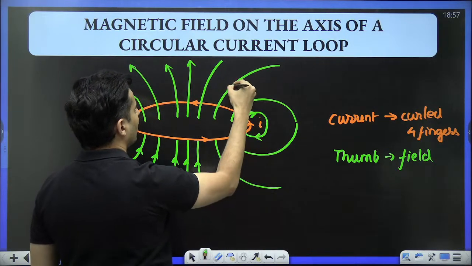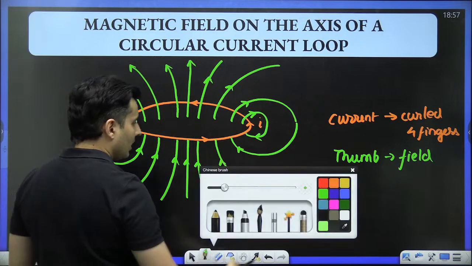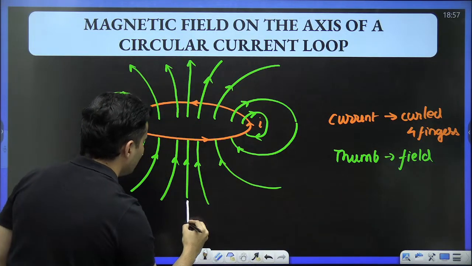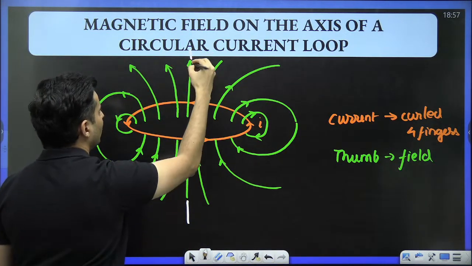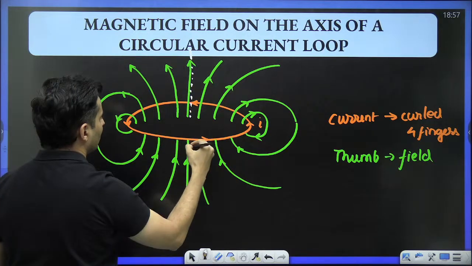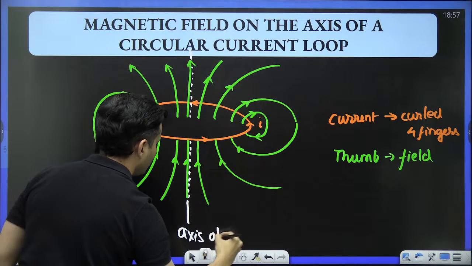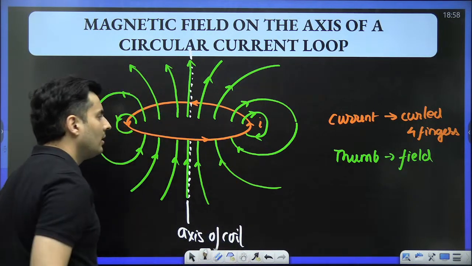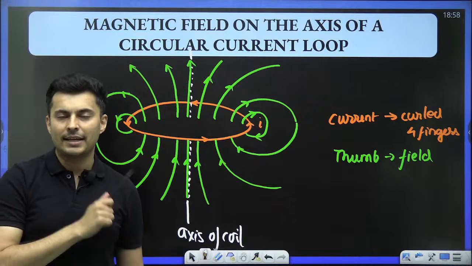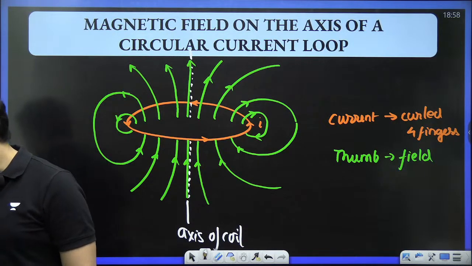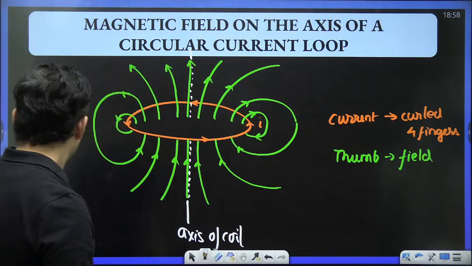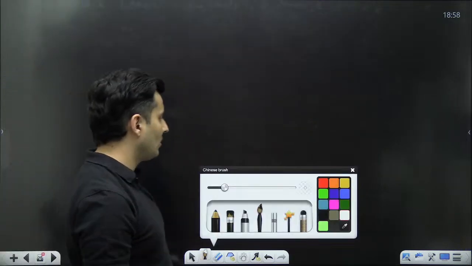So better to show the arrow marks. Great. And this is basically the axis. This whole thing is basically the axis of the coil which carries current. Keep this in mind. Right? Everybody with me? Great. Now, how much is the magnetic field on the axis of the coil?